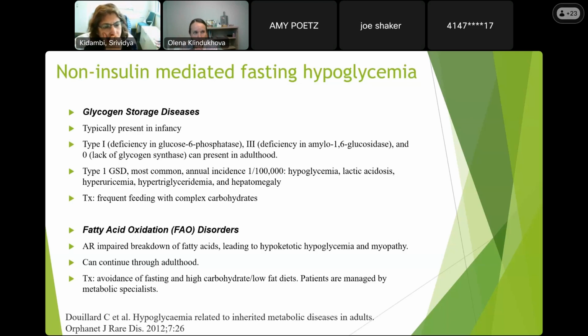All right, another in that class of non-insulin mediated fasting hypoglycemia would be fatty acid oxidation disorders. I've never had that, but it is autosomal recessive. It is typically diagnosed in kids, but those kids can graduate to the adult world, and those patients should avoid fasting and a high carb diet, and they are typically managed by a genetic specialist.